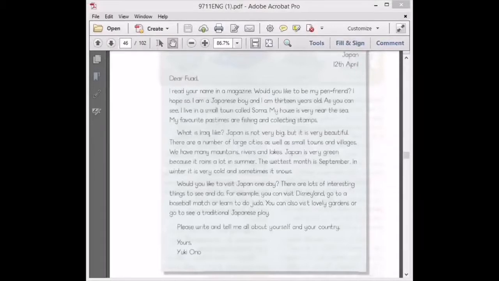For example, you can visit Disneyland, go to a baseball match, and learn to do judo. You can also visit lovely gardens or go to see a traditional Japanese play. Please write and tell me all about yourself and your country. Yours, Yuki.